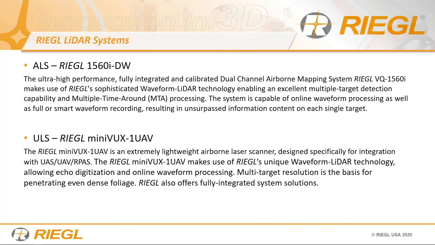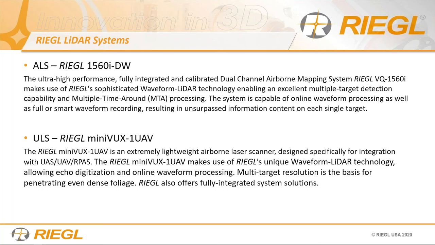So the ALS system that we used, this was all done, I think, 3 or 4 weeks ago within that time frame. The 1560i dual wavelength is a very, very high-end flagship system for us. It's a high-altitude, ultra-high LiDAR performance, fully integrated and calibrated dual-channel airborne mapping system. This system uses the well-known multiple time around processing capability, multiple detection of targets, and online waveform processing, as well as full or smart waveform recording, and results in unsuppressed information content for each signal target, right? So this system provides very high accuracy using the dual channel, which is a green and a red, and red is an infrared. So we'll see some results from that a little bit later.